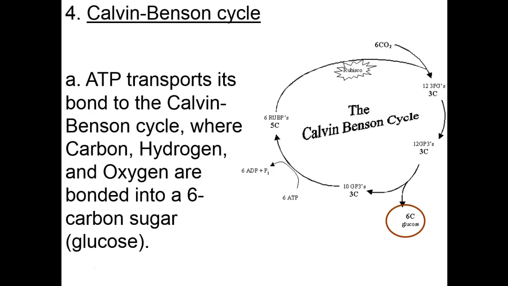And so now we have the Calvin-Benson cycle. Here is where we're going to use that ATP because we want to make glucose. We can't just have this electric energy, ATP, coursing through the plant all the time because it needs to store some of it for later. So carbon, hydrogen, oxygen are bonded into a 6-carbon sugar called glucose.